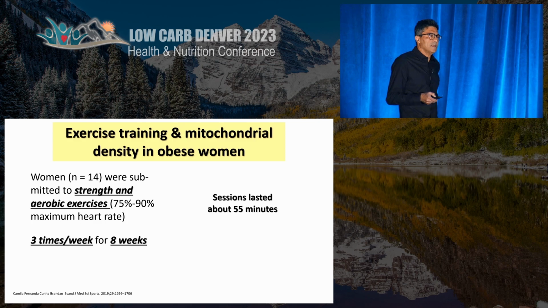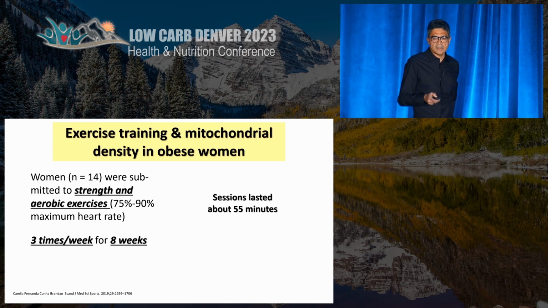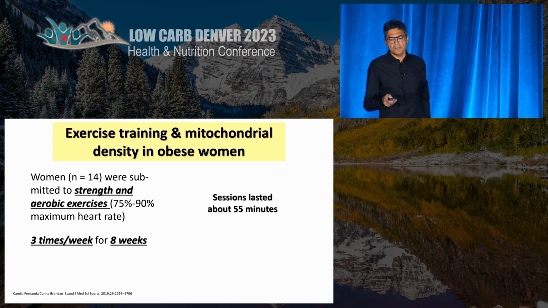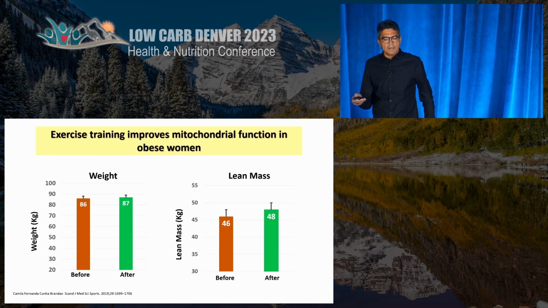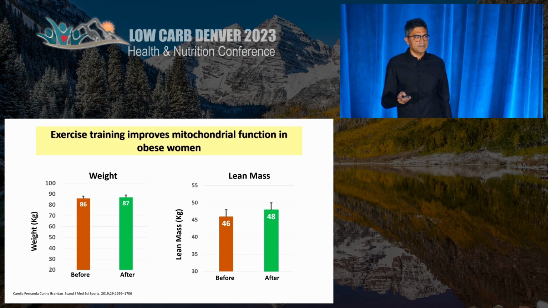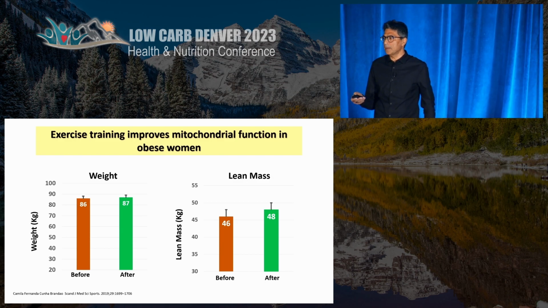So here is a study in obese women who exercised 3 times per week, 55 minutes. It was both strength and aerobic training. They didn't lose much weight. Their lean mass went up a little bit.